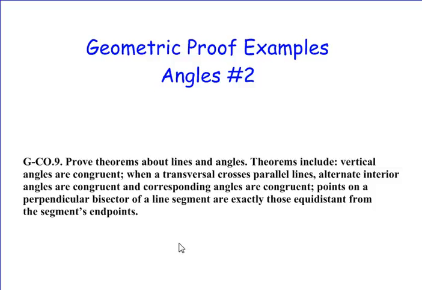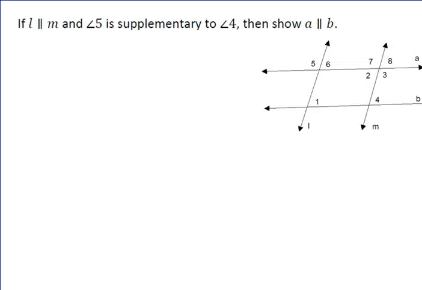Okay, we're going to do another example of a proof involving angles, and this is our second example of this. Geometric proofs are very important. Sometimes it's important just to be able to prove theorems, and sometimes we have proofs that are a little bit beyond theorems. As you can tell, the Common Core standards show that the proving of theorems is very important.